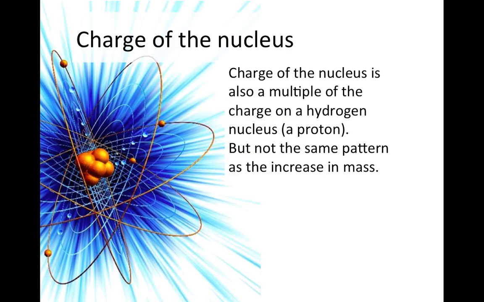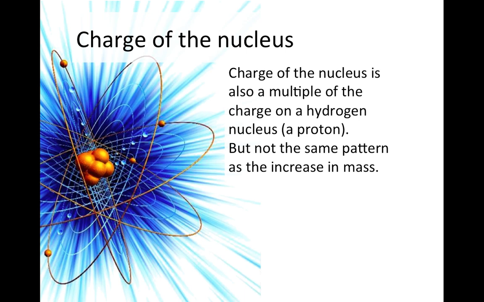If we look at charge, we get a similar but slightly different story. The charge of a nucleus is also a multiple of the charge on a hydrogen nucleus, which we now know is a proton. But we notice that it's not the same pattern as the increase in mass. So you have hydrogen, and some varieties of hydrogen, then you have helium with a mass of 4, and then different elements, and the number doesn't always go up, whereas the charge does always go up by the same amount each time: 1, 2, 3, 4, 5, 6, etc. The same is not true of mass.